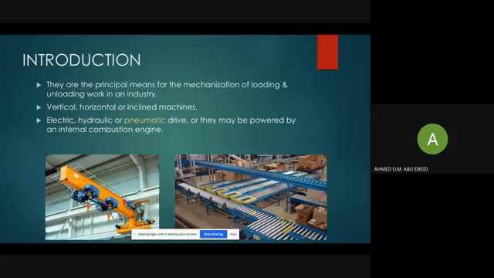Now, to start, just a brief description of hoisting and conveying machines. What are they? They are the principal means for the mechanization of loading and unloading work in an industry. They can come in different forms: vertical, horizontal, or inclined machines, and they can be powered by electric, hydraulic, or pneumatic drive, or even by internal combustion engines. The word pneumatic means something operated by gas, air, or even vacuum.